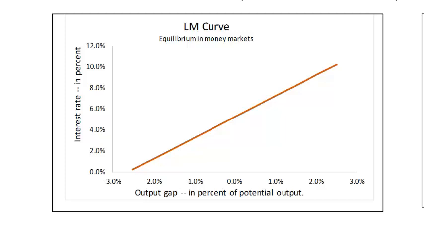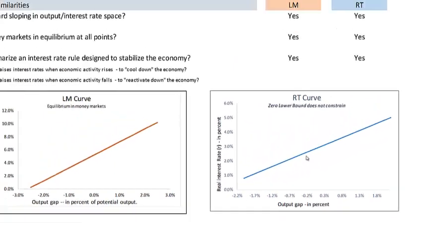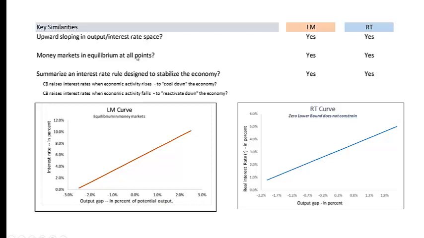Likewise, over here for the RT curve, we have the output gap in percent of potential output, same as in the LM curve, and we have the interest rate, and again, an upward sloping curve. Now, one of the key insights of the LM curve is that along this curve, money markets are in equilibrium at all points. So it would be a natural question to ask, is that the case for the RT curve? And the answer is yes. So both curves reflect equilibrium in money markets.